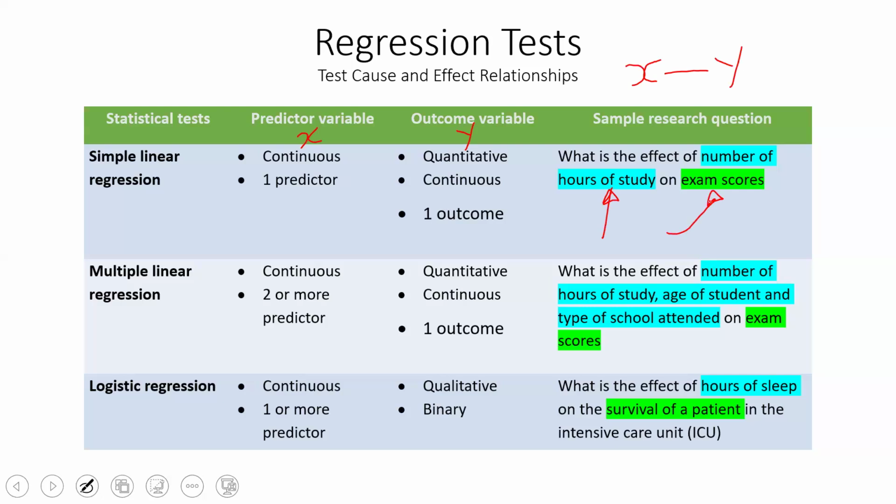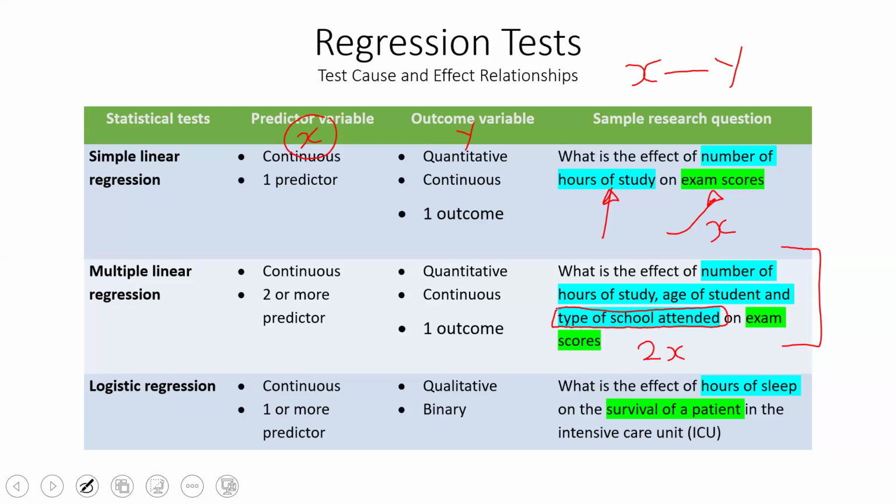And multiple linear, all that means is that you have more variables in your X column. Your dependent variable is still 1. Look at the sample question. What is the effect of the number of hours of study (1), age of the students (2), the type of school attended (3) on exam score? So that is multiple linear. As long as you have about 2 X's, it makes it multiple. But in simple linear, it's just 1 X. And I want to bring your attention to something. You will notice that in this multiple linear, type of school attended is categorical. It doesn't matter. As long as it's more than one, any kind of variable can come in, and there's a way you interpret that.